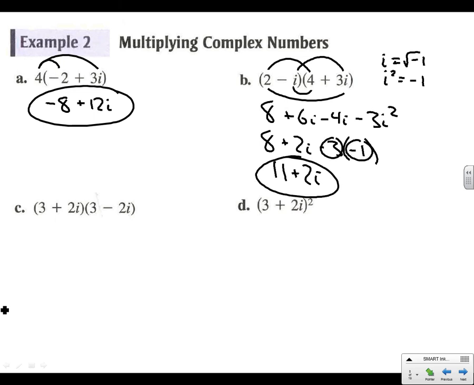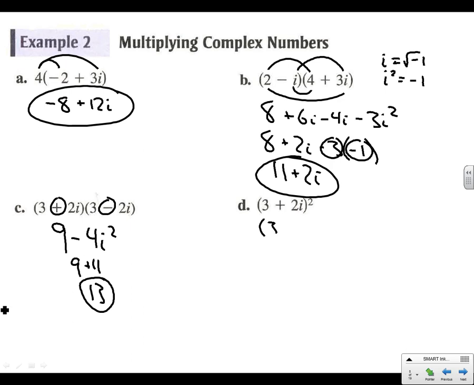All right, so same thinking here. This is a 9 minus 4i squared, because it's plus and minus. The middle terms are going to cancel. So this is 9 plus 4, which is 13. i squared turns into -1. All right, last one here.